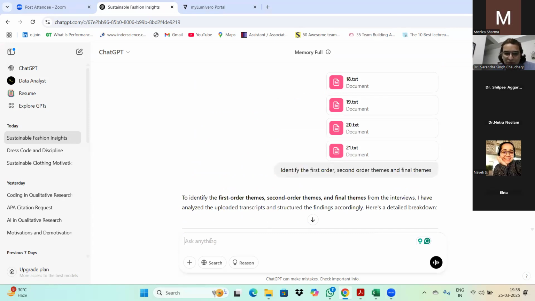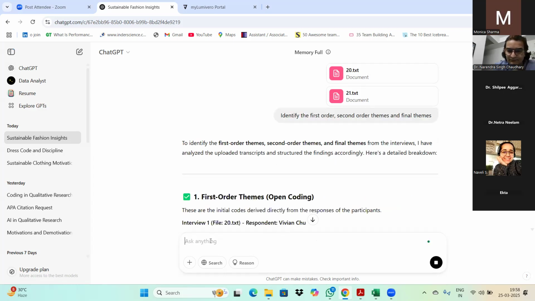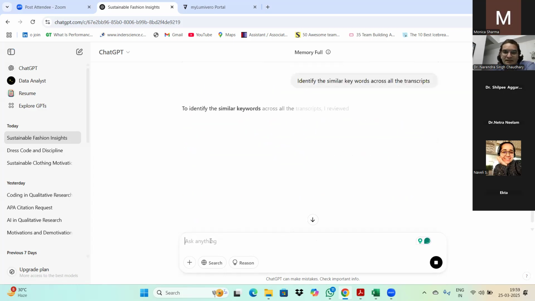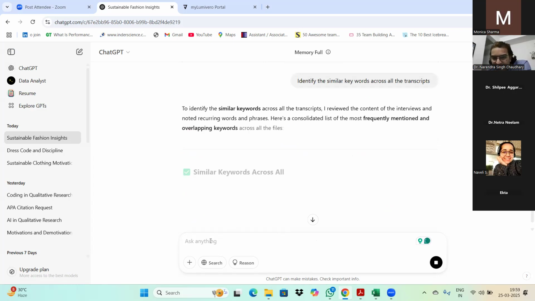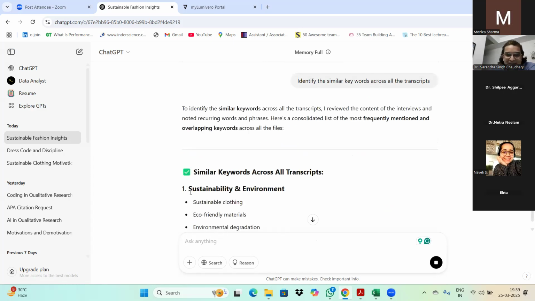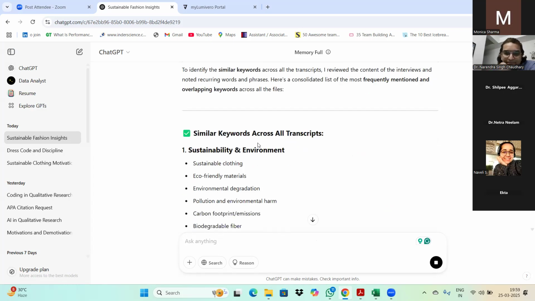So what I can also do is, identify the similar keywords across all the transcripts. Whatever commands and prompts I give, ma'am, you can see this is what they are talking about. Can you see this, ma'am?